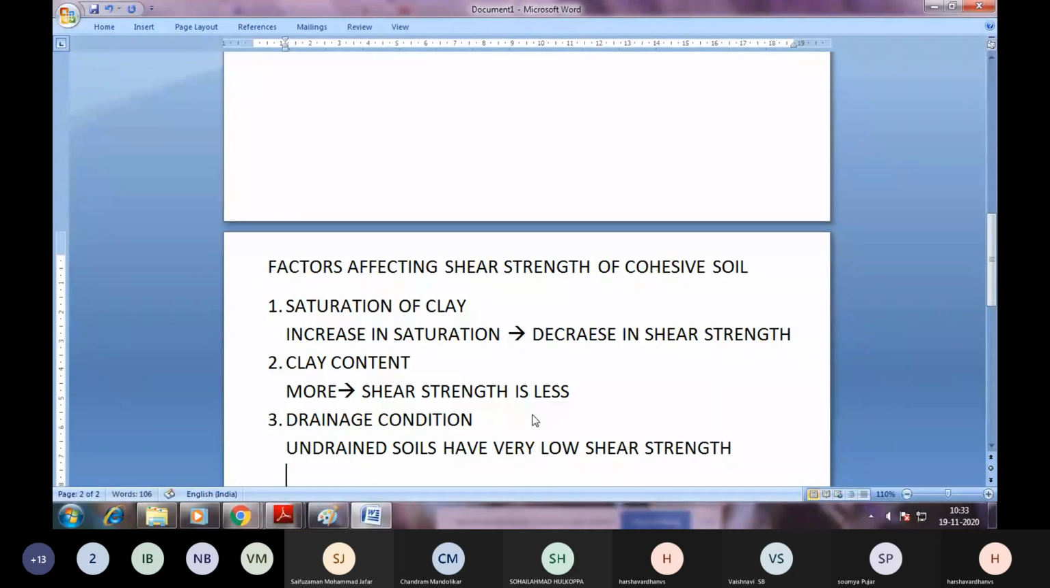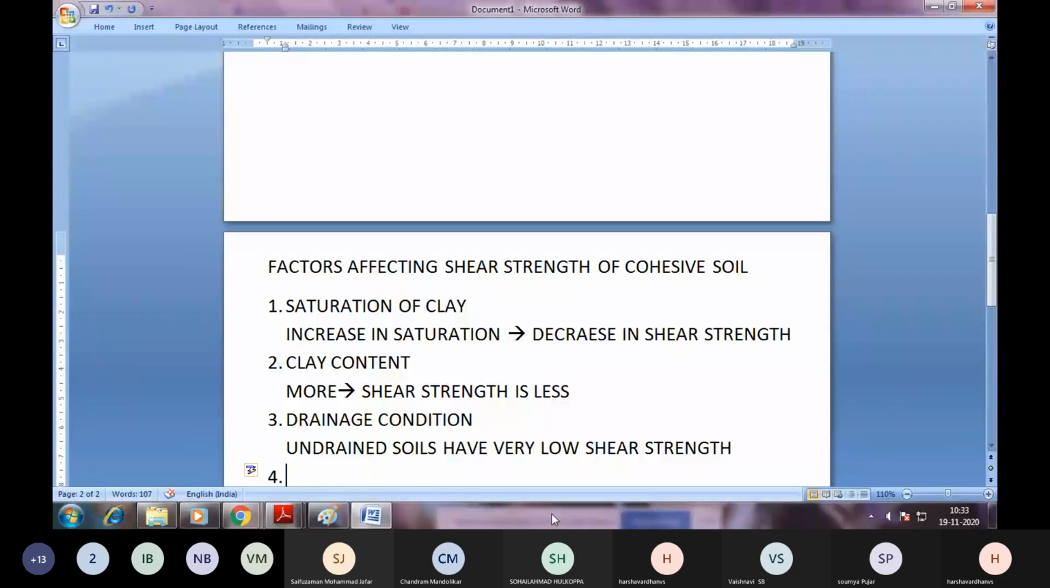So please remember drainage condition, depending on whether the water in the soil mass is allowed to flow. If the soils are undrained, that is, if the water in the soil mass is not allowed to flow and remains in the soil mass, it will have very low shear strength.